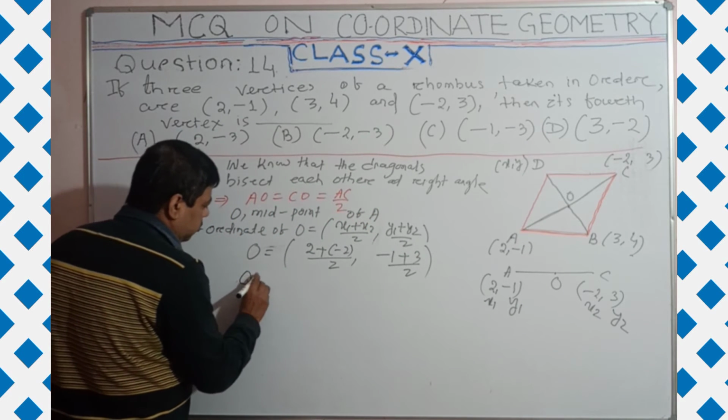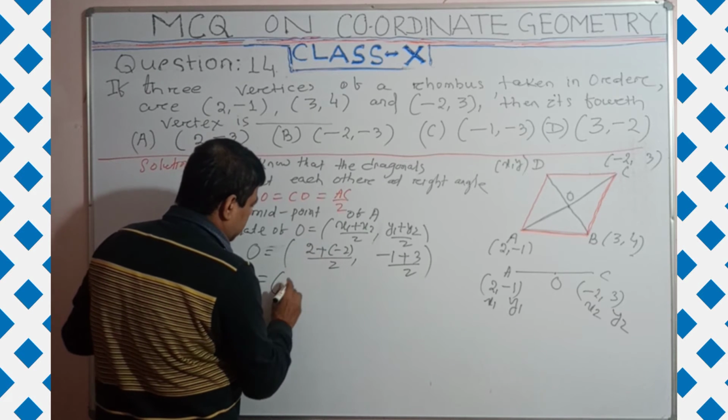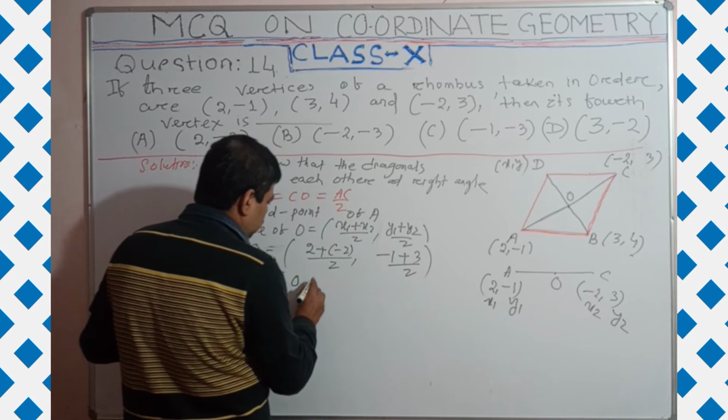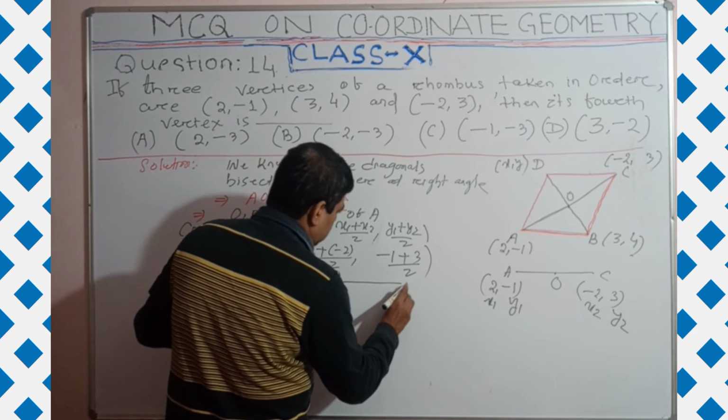So 2 plus minus 2 is 0, and 0 by 2 is 0. Minus 1 plus 3 is 2, and 2 by 2 is equal to 1. So the coordinate of O you got.